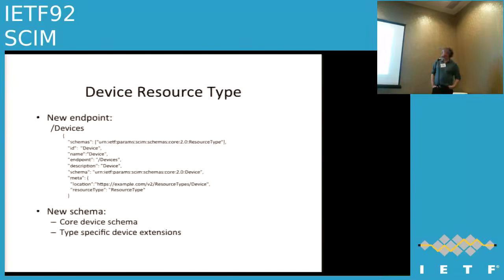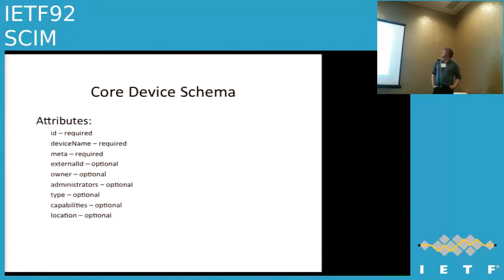Okay, next. So Mortez has put a little list together here with some input from me, where a device would have, of course, its own ID. It would have a name. There would be a /Devices endpoint, just like there is for /Users and /Groups today. Schema there, and then extensions in particular for that device. Next. Okay. So the only required ones are at the top there, the ID, a device name, the meta attribute, of course.